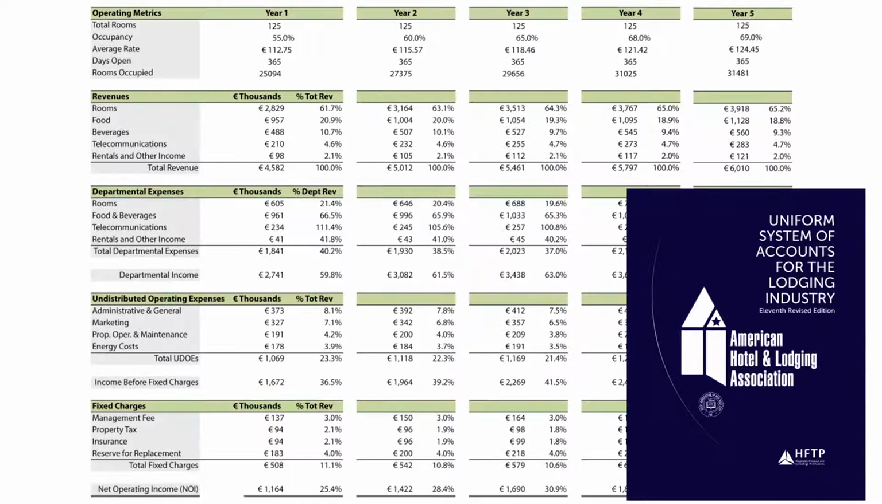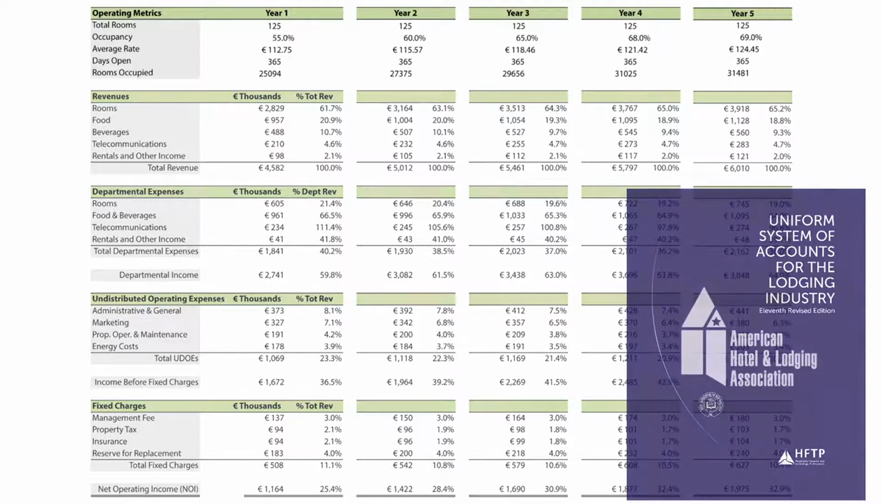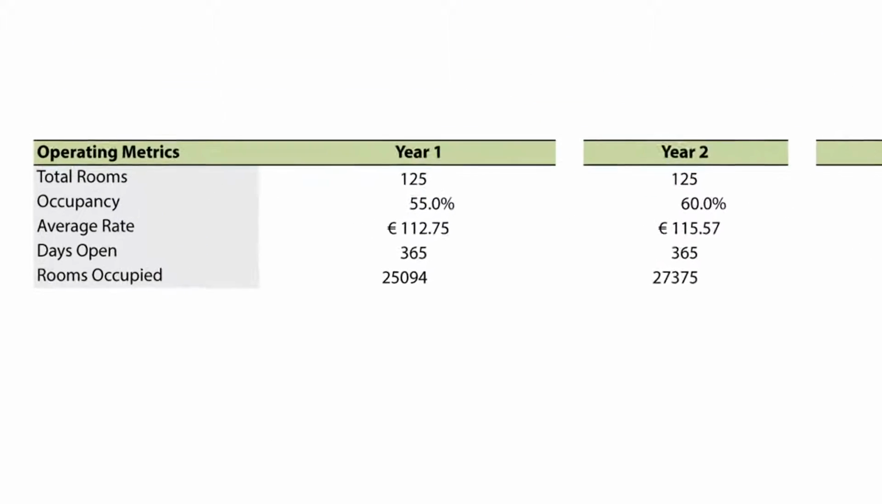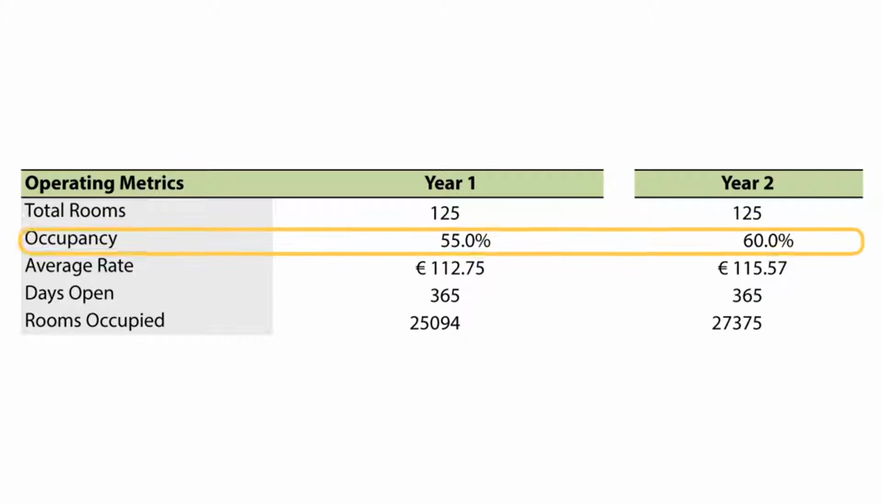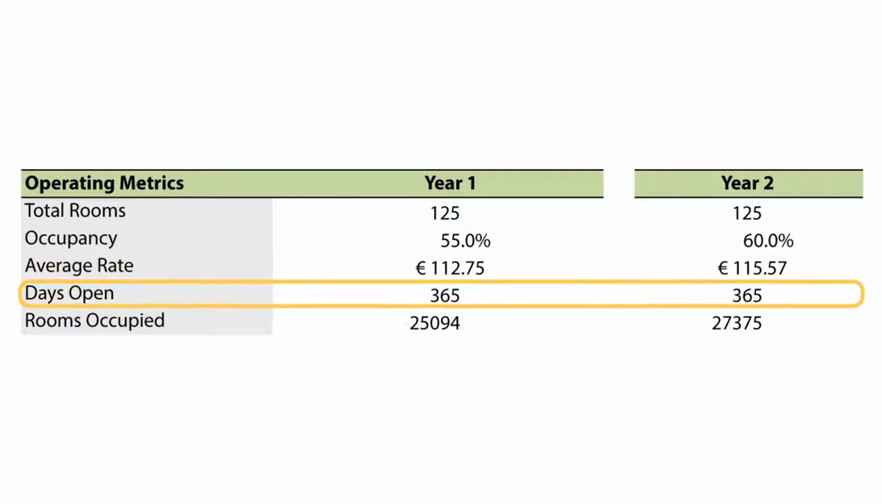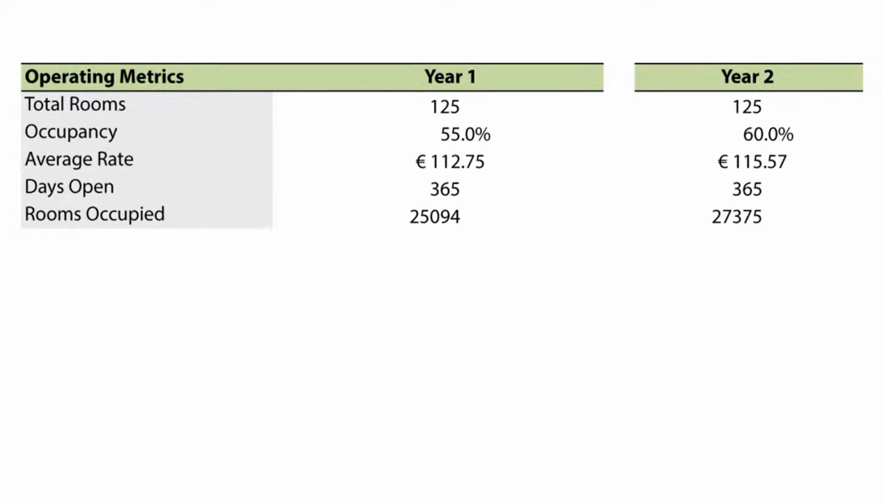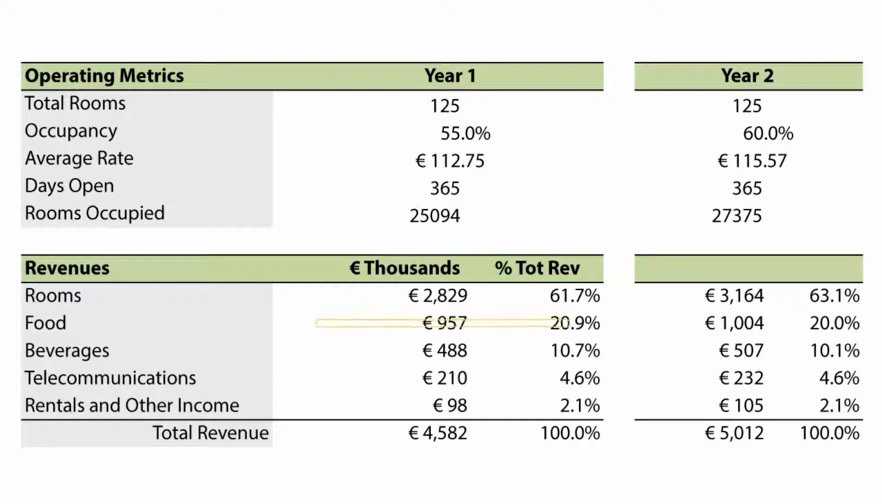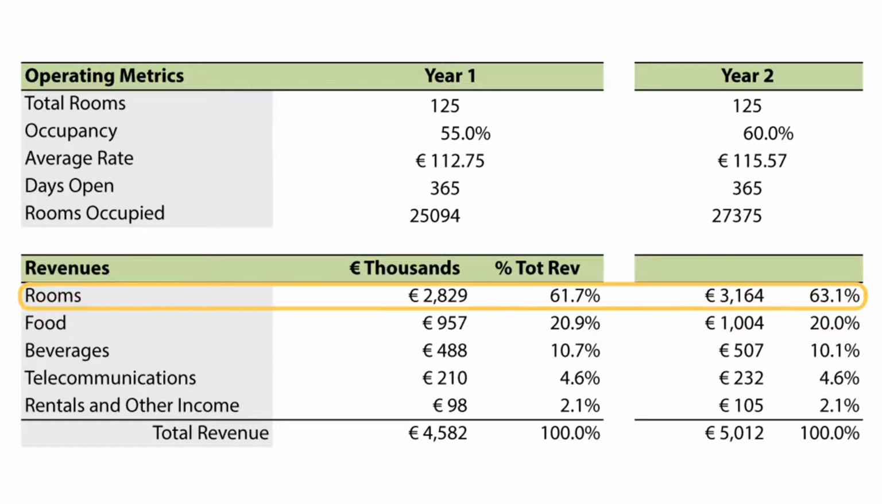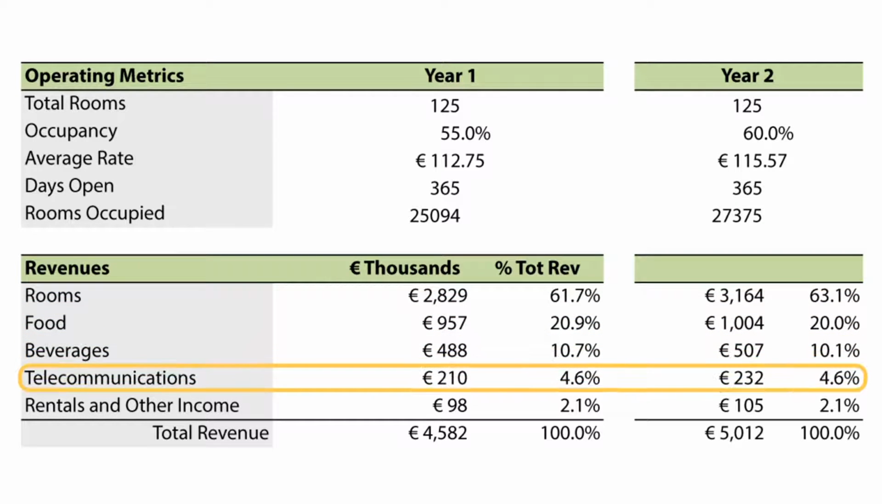And we're following this chart of accounts because it provides comparability with other hotels and provides a very organized way of thinking about the hotel. The very top panel has some operating metrics: occupancy, rate, and number of rooms expected to be occupied. The second panel is our revenues. Note that we show food revenue, rooms revenue, beverage, telecommunication.